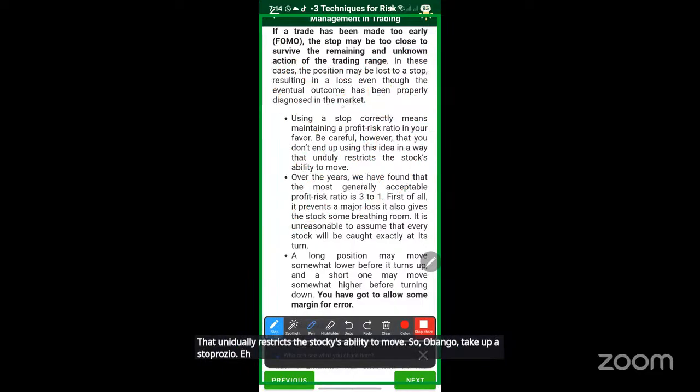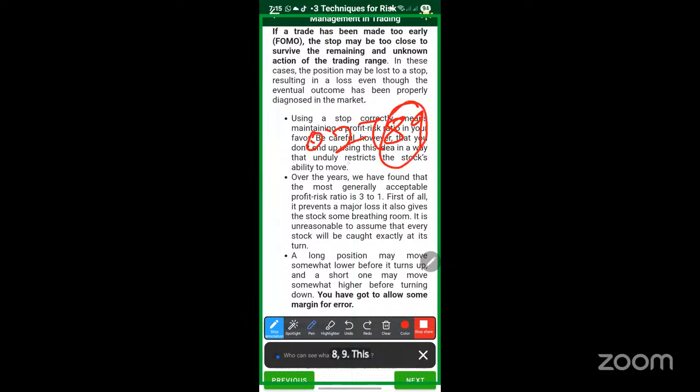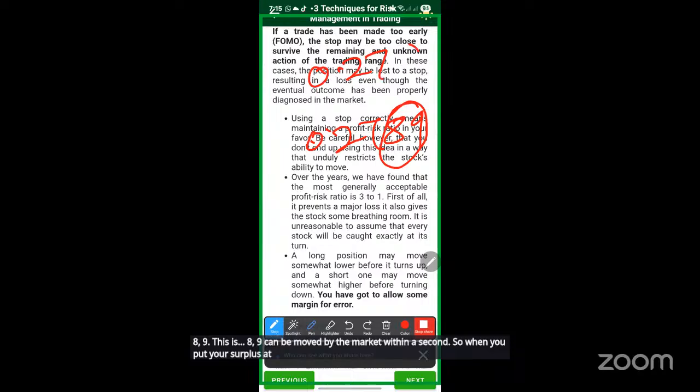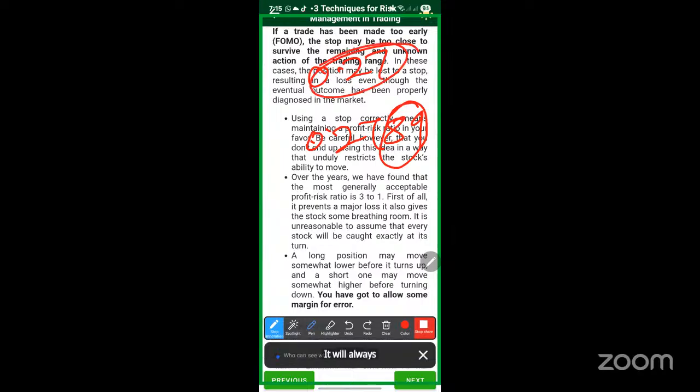Stop loss togiteeka kumpi nnyo. For example, oyingidde 0.2789. This 89 can be moved by the market within a second. So when you put your stop loss at 0.27, it will always hit it. Okay, don't put it earlier. For Nayengo, making sure I have to set a stop loss.